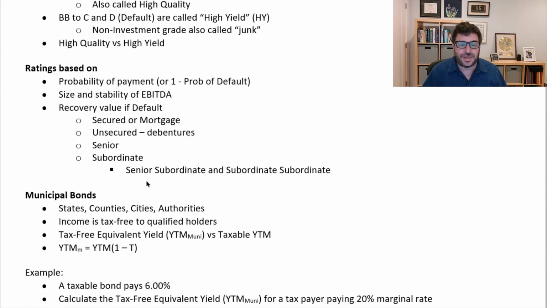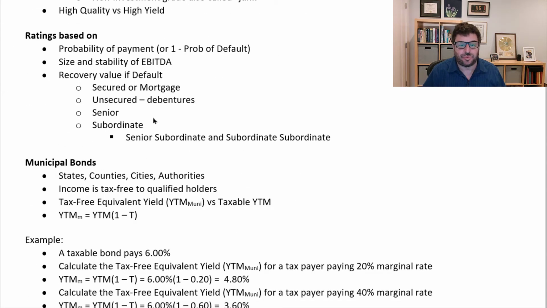The ratings are based on a number of factors, but essentially it's the probability of payment, or 1 minus the probability of default. And this is a function of the size and stability of EBITDA relative to the amount of debt that a corporation has to pay. So interest expense. And so it's going to be interest expense divided by EBITDA and how stable and likely these are. It's also based on, this isn't the default rating, but another factor is going to be the recovery value if there is a default.